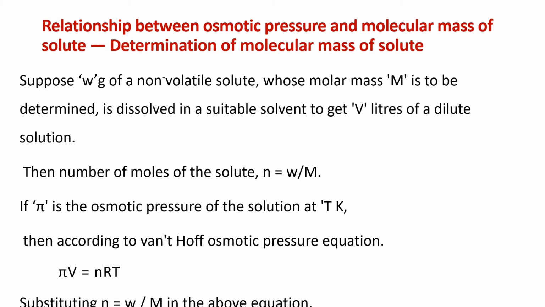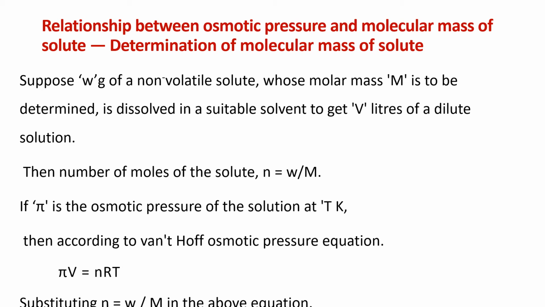Suppose you are given an unknown substance and then you are asked to determine the molecular weight of the substance. Then what are the experimental methods available for determining the molecular weight? One of the more precise techniques involves the measurement of osmotic pressure. For this, suppose W gram of a non-volatile solute whose molar mass M is to be determined is dissolved in a suitable solvent to get V liters of dilute solution.